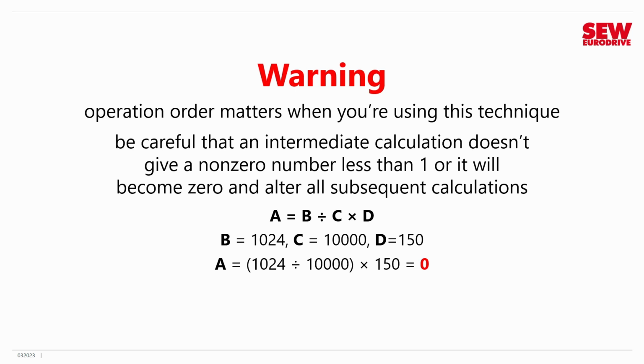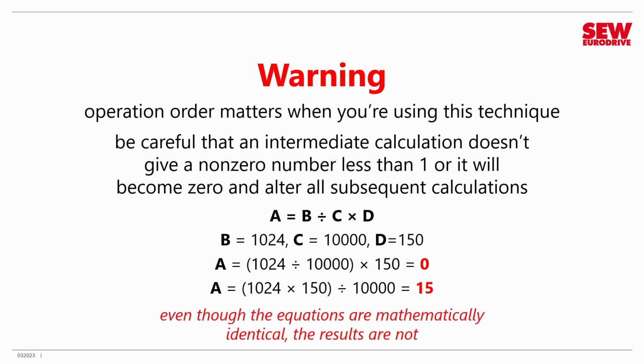But if we change the order of operations, we can avoid this. If we take 1,024 times 150 and then divide by 10,000, we get the answer 15, which is actually correct. These are both mathematically identical expressions, but they don't give the same result. And the reason they don't is because we've got integer math that can't handle fractions. So you need to sort of think ahead how you do your math, and especially when you remove the correction by dividing that power of 10 back out. In fact, sometimes it is smarter to leave it in there if you're doing a sequence of calculations and not divide it out until the very end.